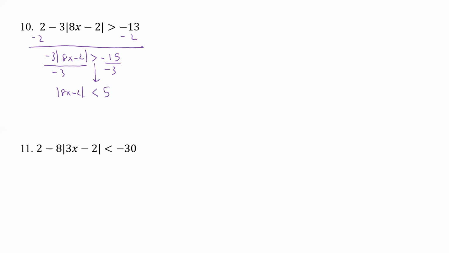All right, so this is going to give us a tripartite because it's less than. And so we'll have negative 5 less than 8x minus 2 less than a positive 5. Now we just follow the rest of the rules we've been doing. So we'll add 2 to all 3 parts. So now we have negative 3 less than 8x less than 7. Divide by our 8. And so negative 3 over 8 less than x less than 7 over 8.